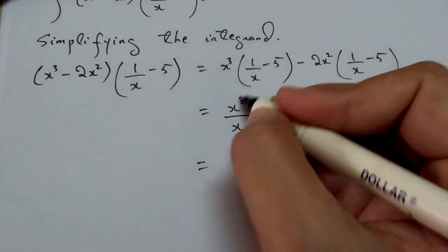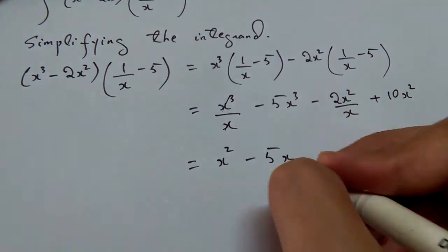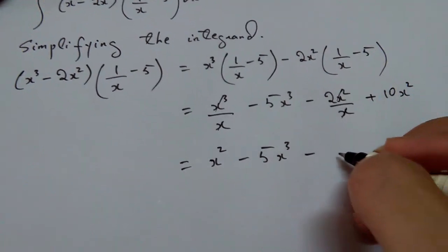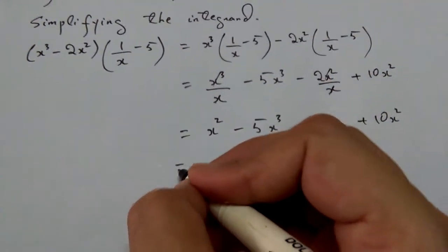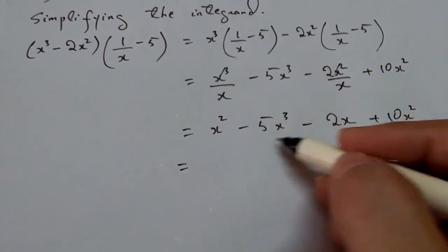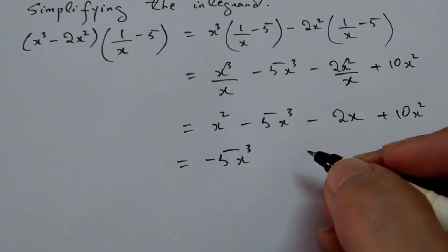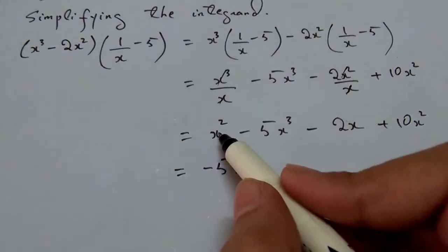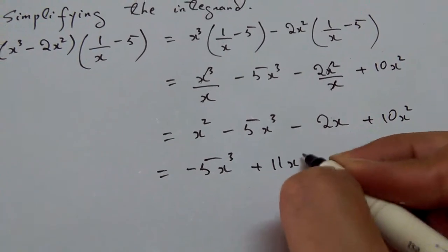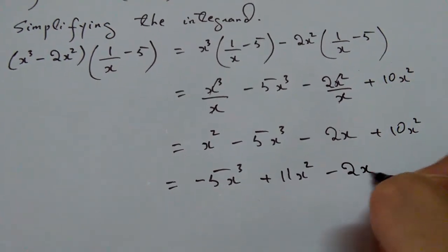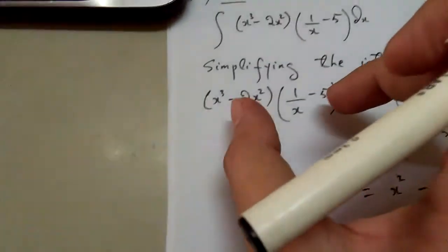So now simplify each term. It becomes x squared and cancellation. Minus 5x cubed, minus 2x left, plus 10x squared. So now just arrange the terms on the basis of the powers present on the variable. So the x cubed term is going to be written first, and you can see you're having 2x squared, so it becomes 1x squared plus 10x squared gives you 11x squared, and then comes minus 2x. So we have just arranged the terms on the basis of the powers. Okay, so this is the simplified form of this integrand.